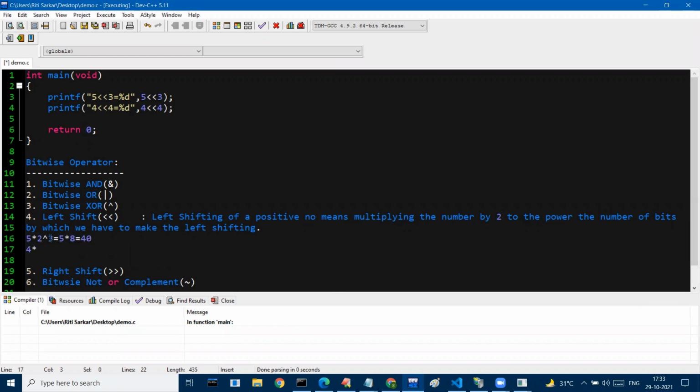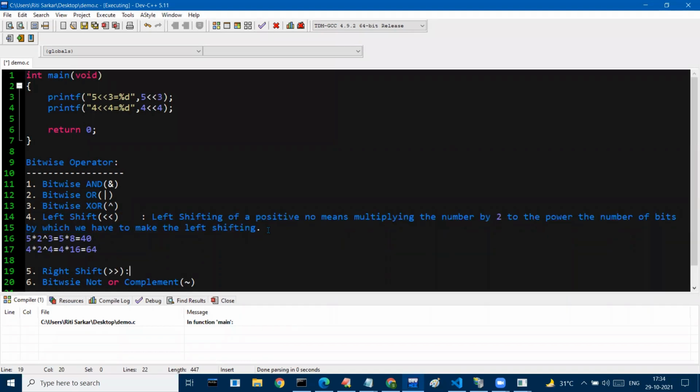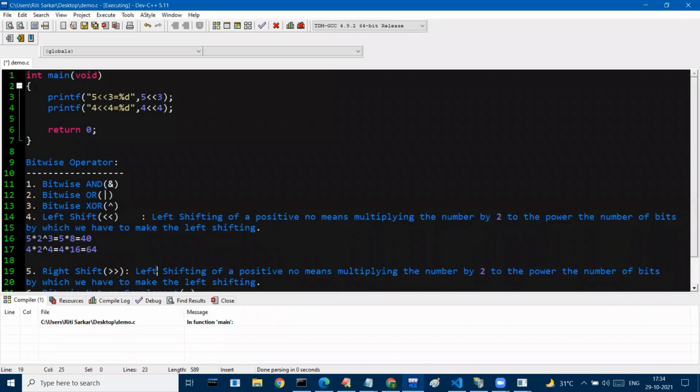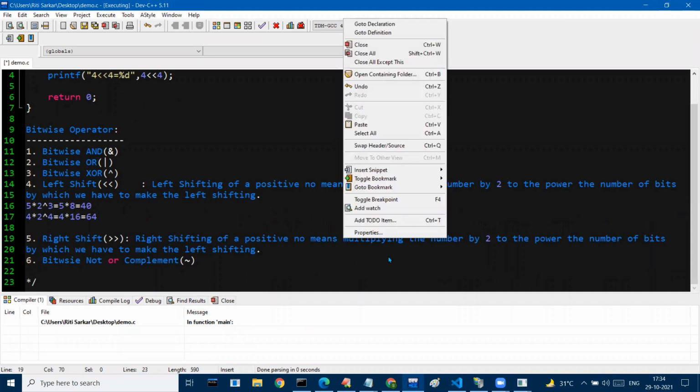With the same explanation, 4 into 2 to the power 4 becomes 4 into 16, and hence it will become 64. Right shifting is exactly the same story. The only thing is that instead of multiplication, it will become division. So positive number left shifting and positive number right shifting is not a very big issue. Very simple one.